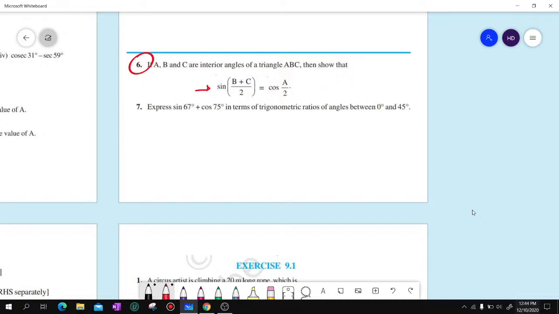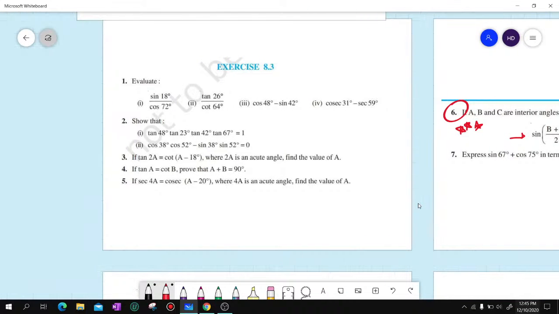Sin((B+C)/2) is equal to cos(A/2). I'm pretty sure the chance of asking in a board exam is more than 100%. They will definitely give this question. So very, very important. 6th question is very, very important. And as such, 3rd, 4th and 5th are also important. So their chance is also more than 90%.